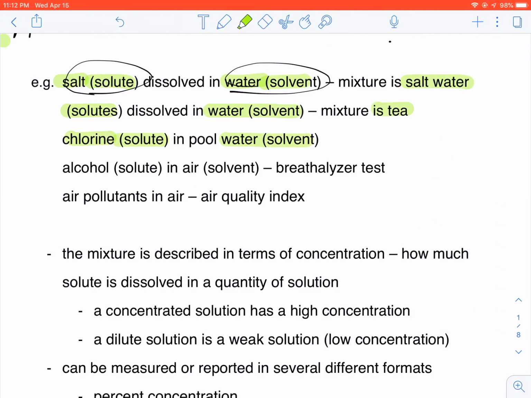Usually there's way more of the solvent and just a small amount of the solute. Again, think about the coffee again. You got a teaspoon of coffee in a cup or a cup and a half of hot water or hot coffee. Again, a solvent doesn't necessarily need to be a liquid. I would say 99% of the time when I think of a solvent, I think about water.